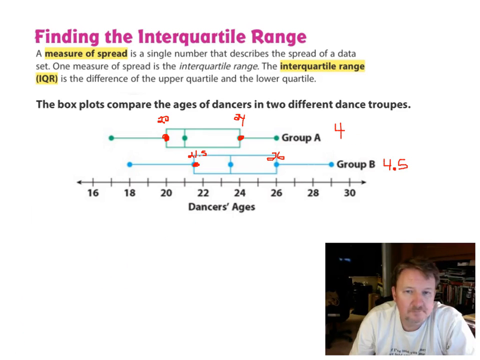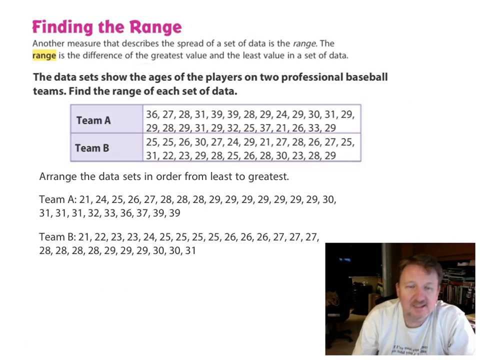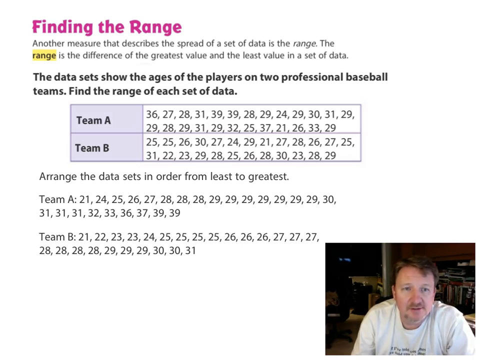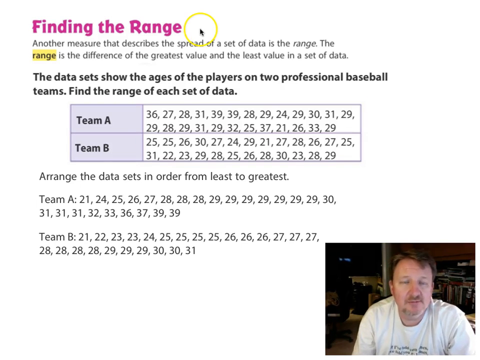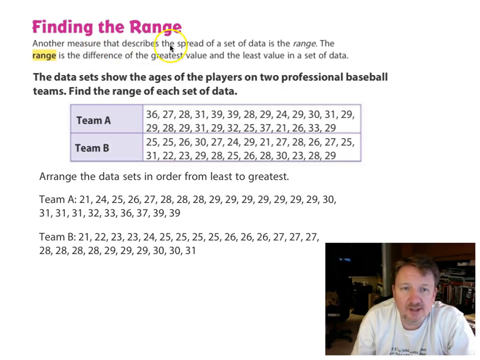And that's it. All right, the last thing that I want to talk about is finding the range. The range is another measure that describes the spread of the data. The range is the difference between the greatest value and the least value of the data set. So you have to find the biggest number and the smallest number, subtract, and that tells you the range. And that's all there is to it.